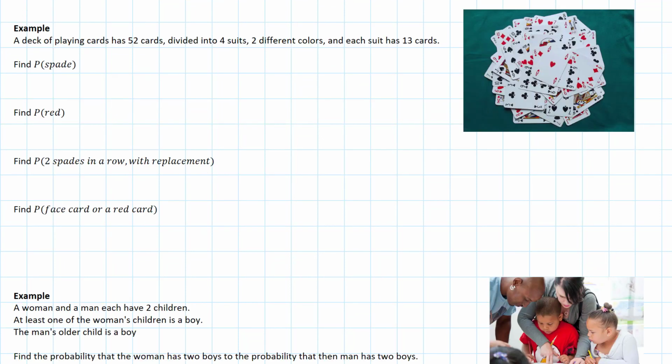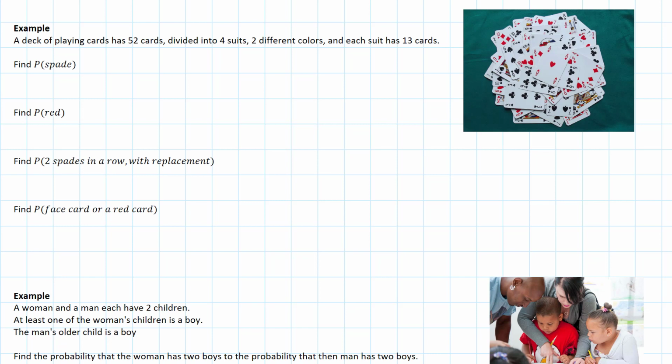It's probably worth reminding you again that the outcomes of these are the same probability, but each event, which might be constructed of a lot of different rules, could be different. Okay, so here we've got a deck of playing cards. There's 52 cards. They're divided into 4 suits, 2 different colors. Each suit has 13 cards. These are just facts that we should know about a deck of playing cards. We're going to be using them a lot.